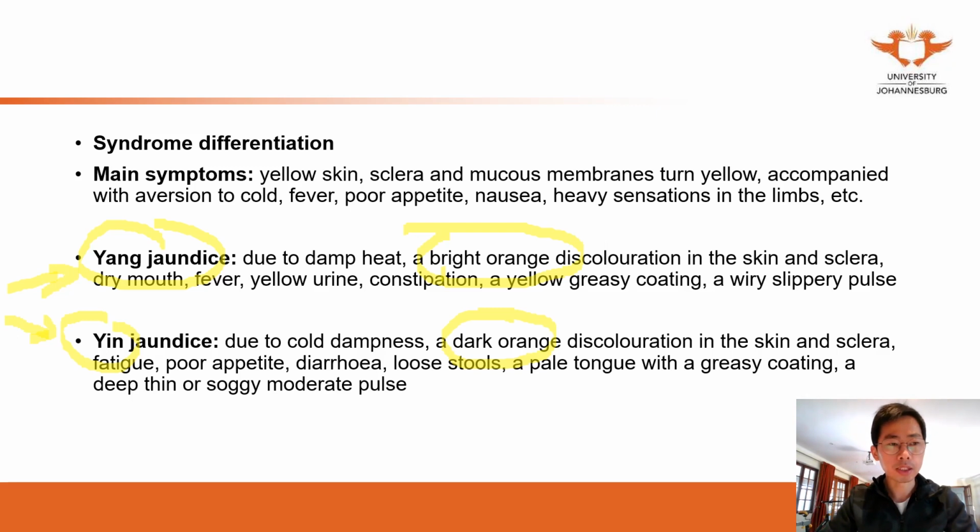As I mentioned previously, for jaundice we are going to focus on dampness, regardless of what kinds of pathogens. Dampness is one of the most important pathogens. But dampness can be accompanied with coldness or with heat. So cold dampness or damp heat.